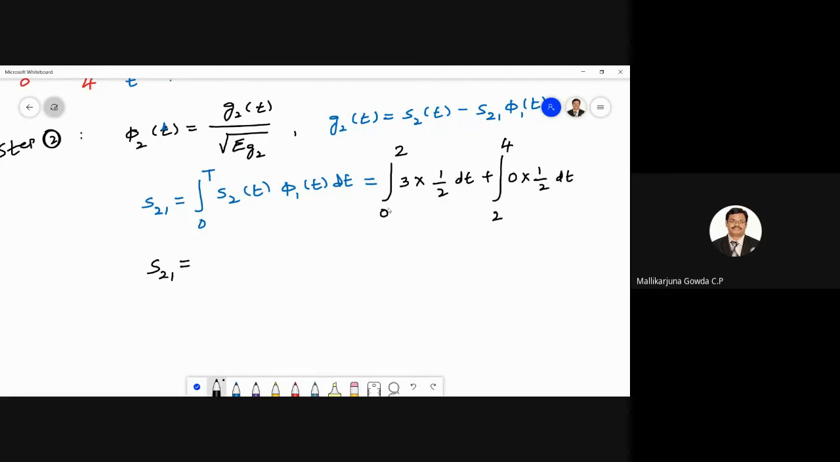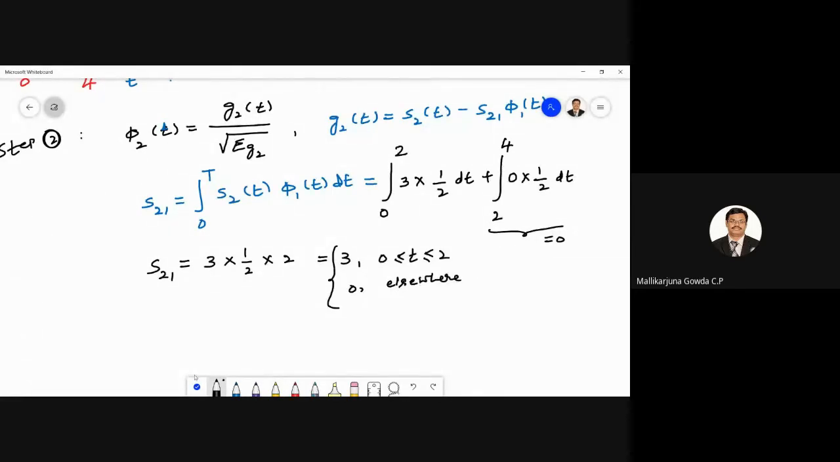Yeah, it is 3 into 1 by 2 into 2, right? So 2 will get cancelled. Somebody said something else? I said this becomes 0, right? So here 3 into 1 by 2 into 2, so it will be equal to 3, right? So the value of S21 will be equal to 3 over the interval t less than or equal to 2 and greater than 0, and it will be 0 elsewhere. Hope it is clear.